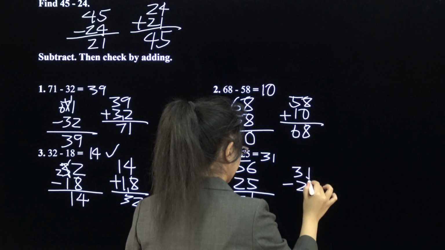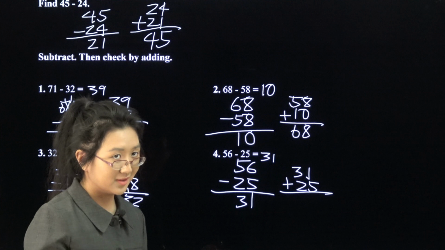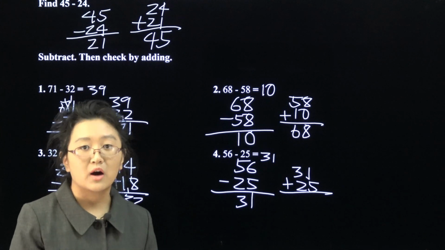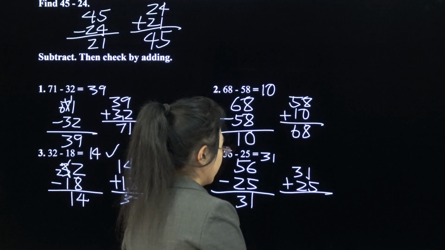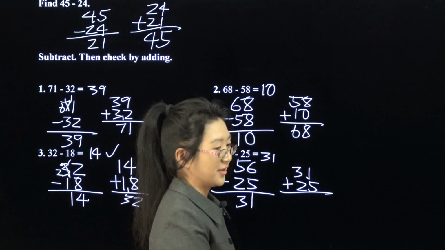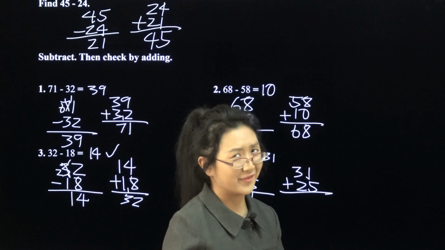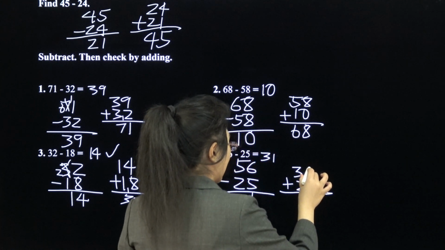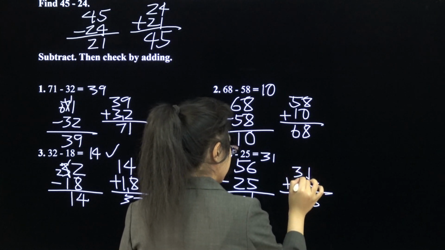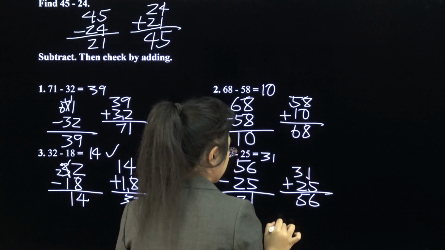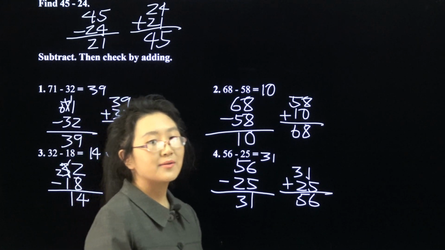31 minus 25 is not what we're supposed to do, because opposites. We need to use the opposite operation. So that's plus. Remember, guys, please use the opposite operation. If you use the same operation, you're not going to get very far. Now, 1 plus 5 is 6, and 3 plus 2 is 5. So it is 56. It seems that the answer is 31.